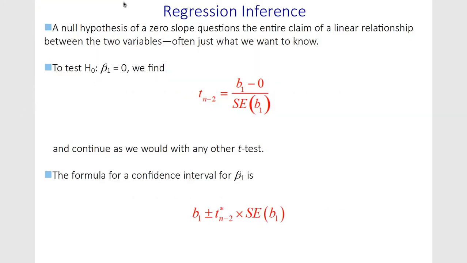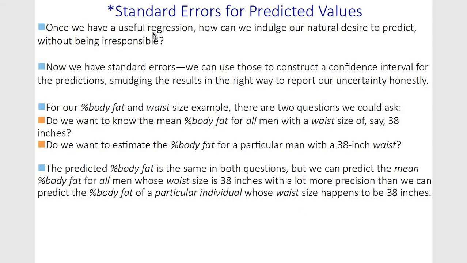All right, so here we have a null hypothesis of zero. Slope questions the entire claim of a linear relationship between the two variables, often just what we want to know. So we test whether the slope is zero, and we continue as we would with any other test. And the formula for the confidence interval is this, which looks awfully familiar. Okay, so we have a useful regression.